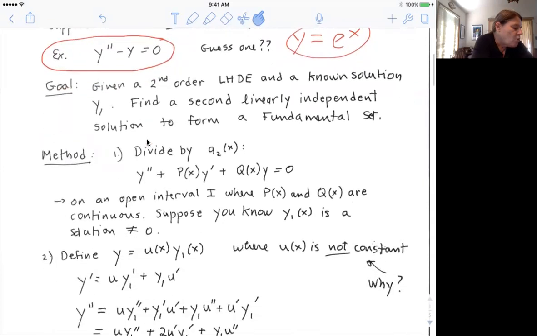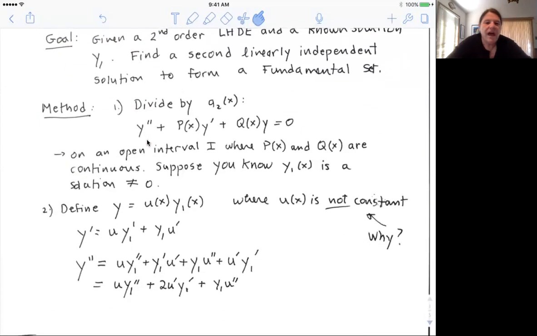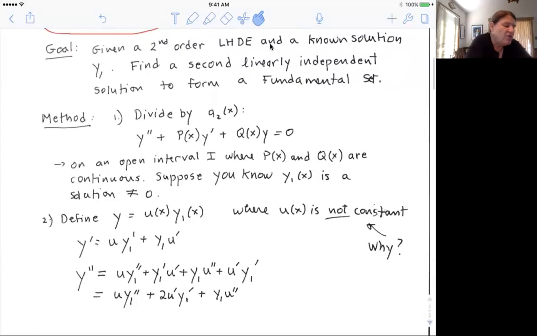Okay, so here's my goal again. I'm given a second order linear homogeneous DE and a known solution, y1. In my last problem, that y1 was e to the x. Find a second linearly independent solution to form a fundamental set. In the last problem, the one I found was e to the minus x. I only need 2 because it's second order. That's all the theory coming out of that first section. If I've got second order, I've got 2 linearly independent solutions. If I've got third order, I should have 3. No more, no less.